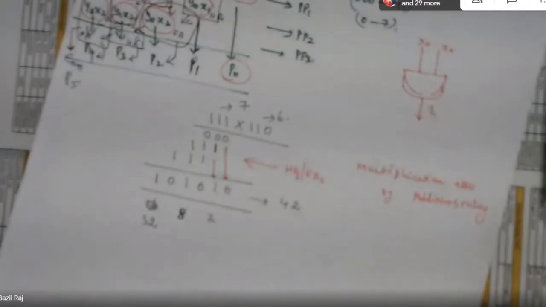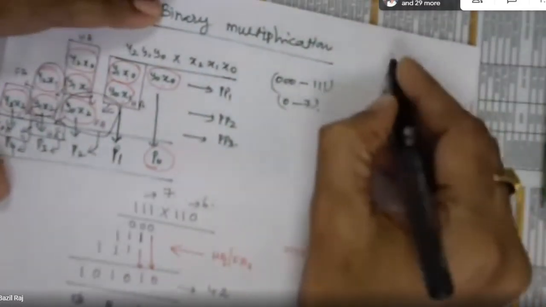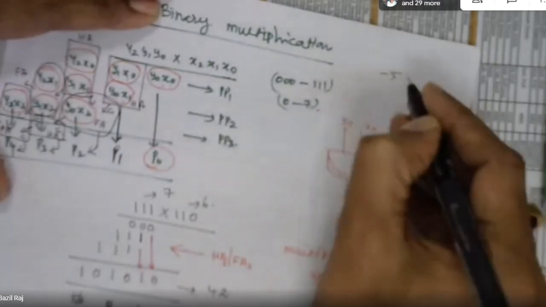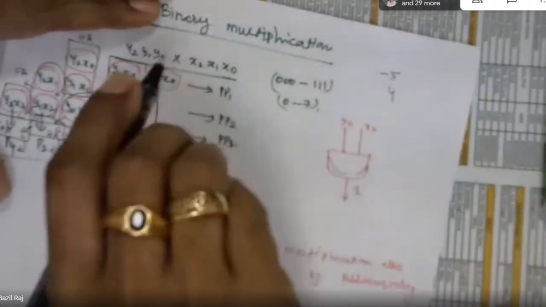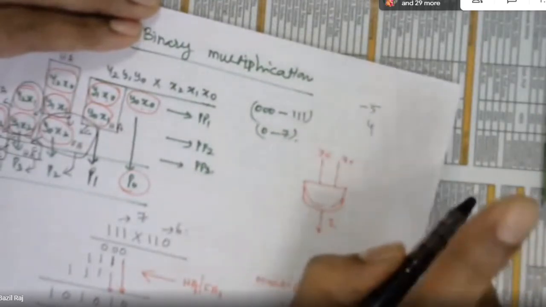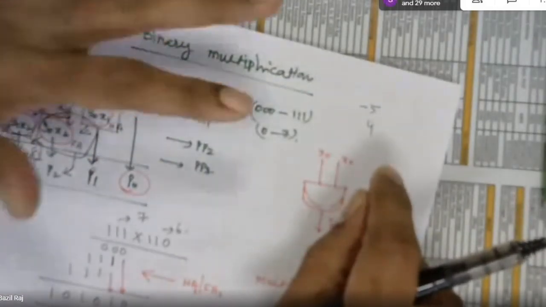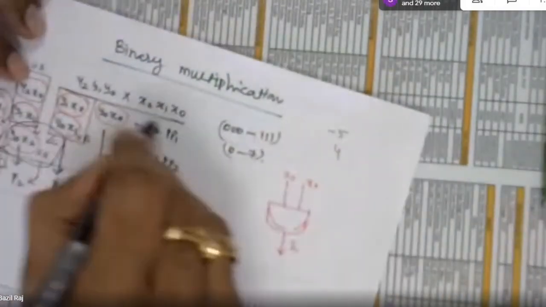Sir, if there is a negative value, that we will discuss tomorrow. That means your question is good. His question is -5 and +4. Keep one thing in your mind: in the digital domain, sign will be dealt with separately and magnitude will be dealt with separately, because these are all unsigned numbers.